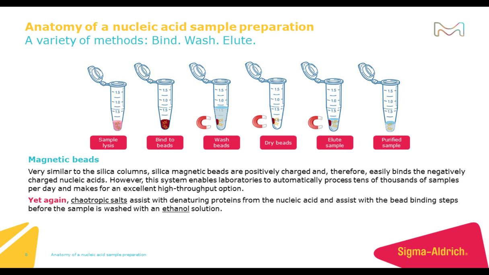Another common method is using magnetic beads. These are very similar to the silica columns, and silica magnetic beads are positively charged and therefore, again, easily bind those negatively charged nucleic acids. Again, chaotropic salts are used to assist in denaturing the proteins from the nucleic acid and assist in the bead binding steps before the sample is washed with an ethanol solution, and finally eluted in a storage buffer. This process is widely adopted due to its ease to be automated over silica spin columns, thus making it popular with high throughput labs.